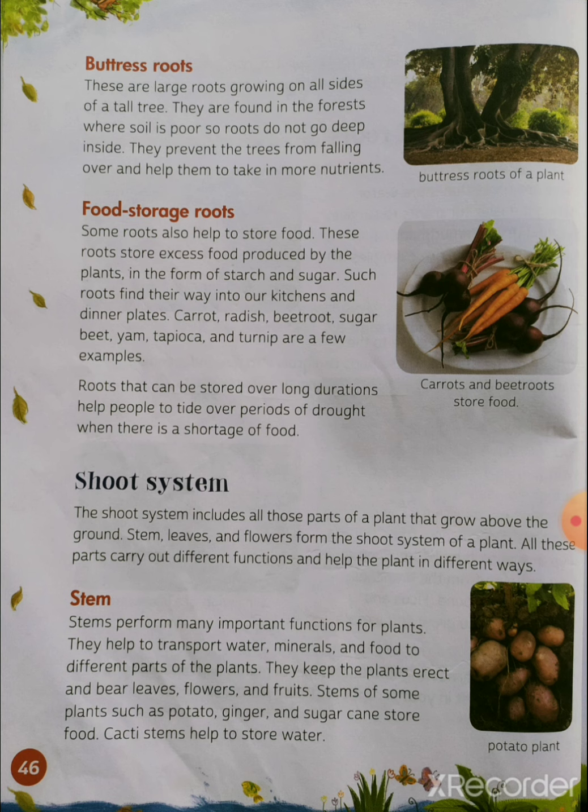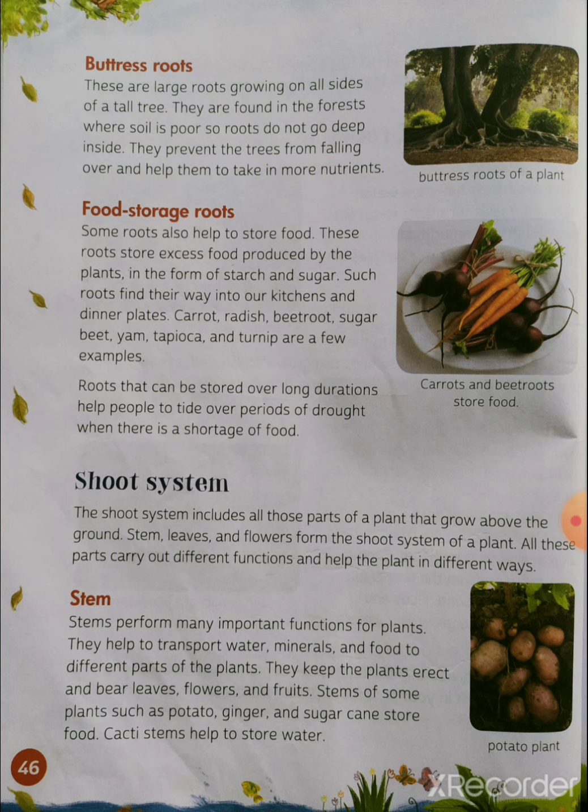Now we will learn about the shoot system of a plant. So, parts of plants growing above soil like stem, leaves, flowers are all parts of the shoot system. Let's discuss the stem. The part of the plant that grows just above the ground is called the stem. Stem grows branches where leaves, flowers, roots grow. So, the main functions of the stem are, number 1, they help to transport water and minerals which were absorbed by the roots to different parts of the plant.